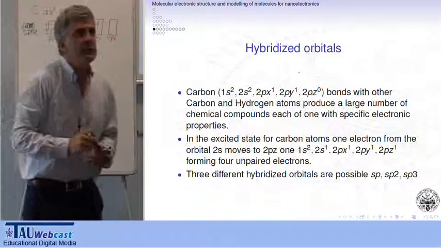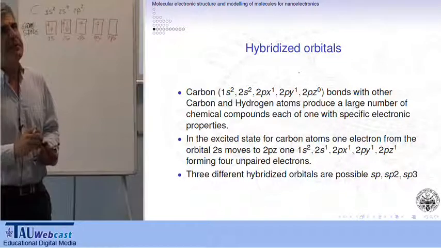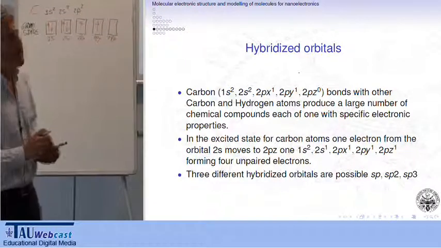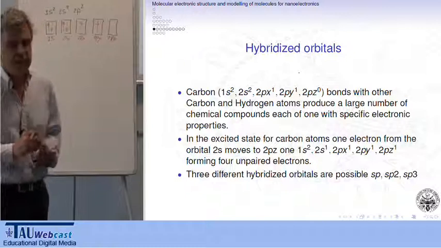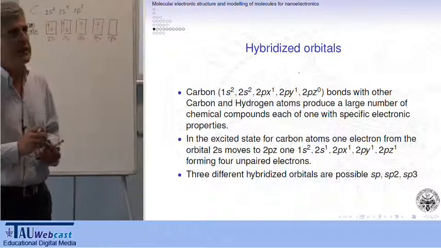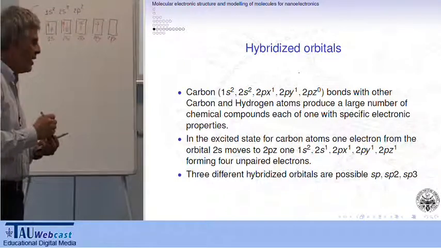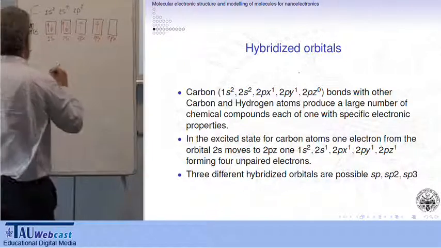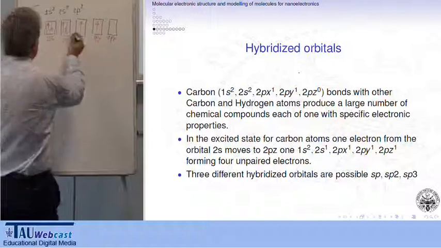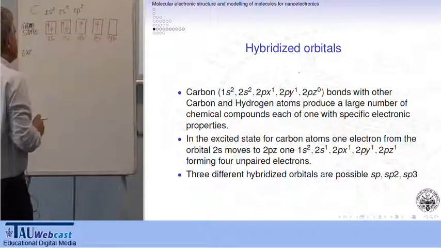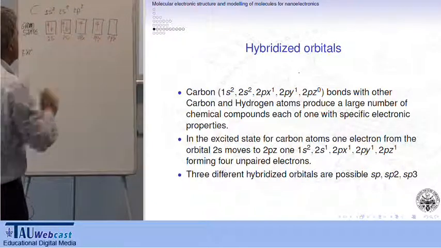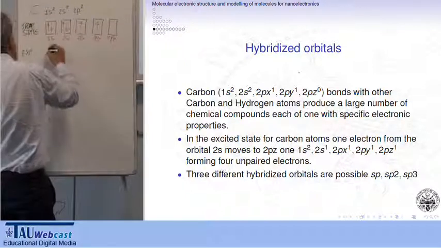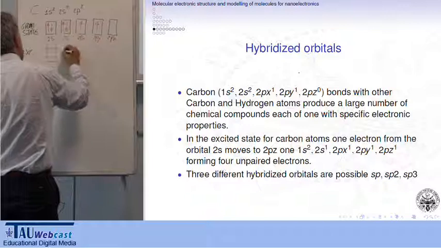But carbon can produce hybridized orbitals. Hybridized orbitals are produced when the carbon is in excited form. So when the carbon is in excited form, one electron from the 2s orbital will move here. So the condition is this one.